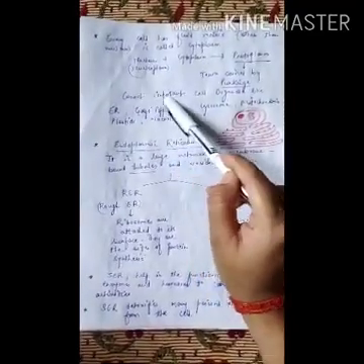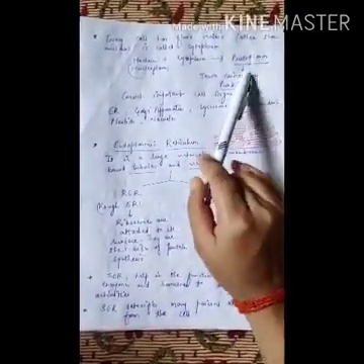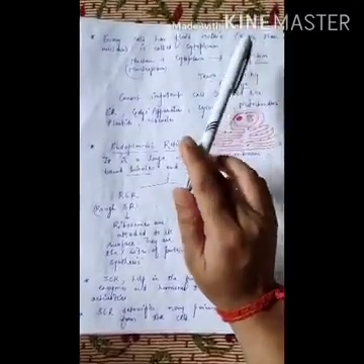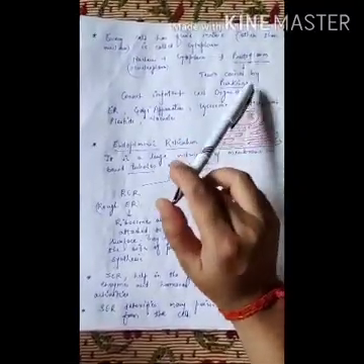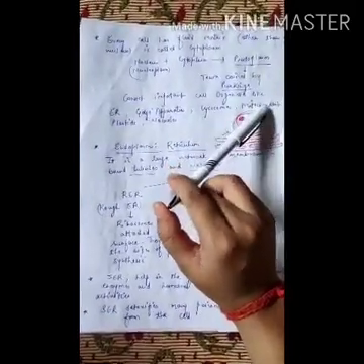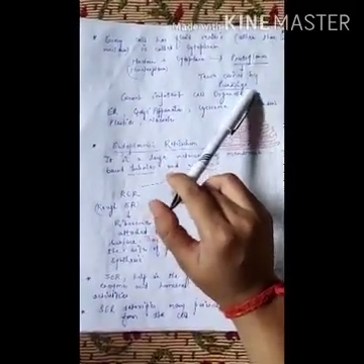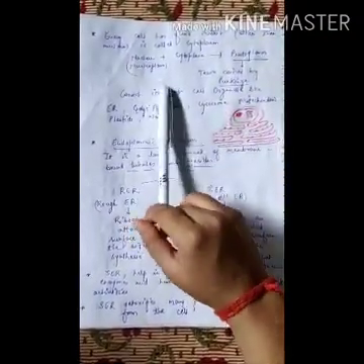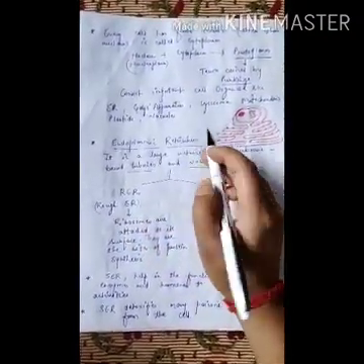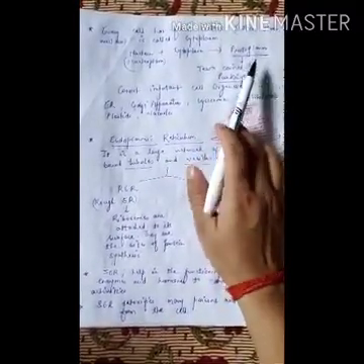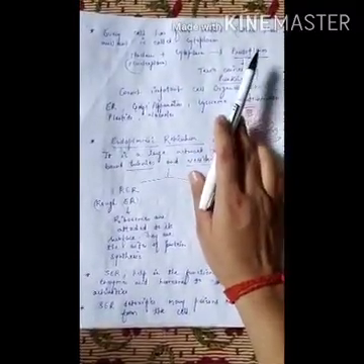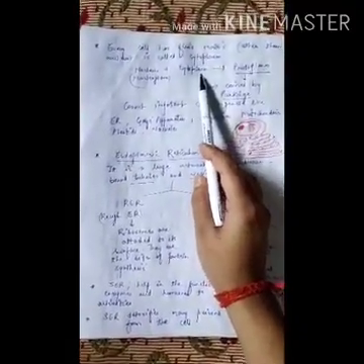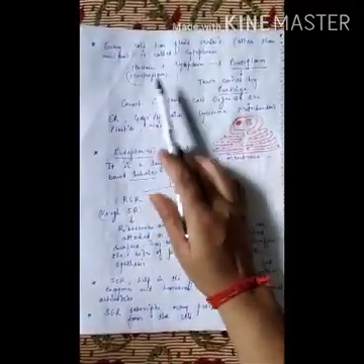Both constitute the protoplasm. Protoplasm is a term coined by Purkinje. Purkinje was a scientist who coined this term protoplasm. So protoplasm is the combination of cytoplasm and nucleus, meaning nucleoplasm.